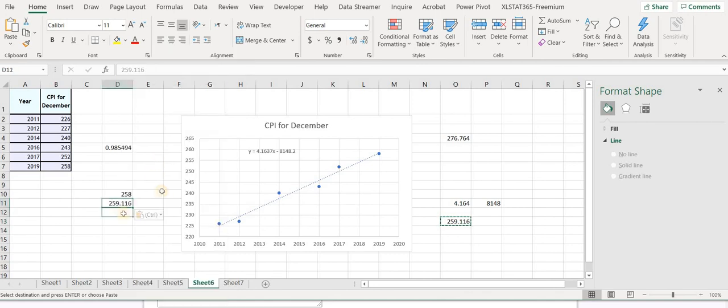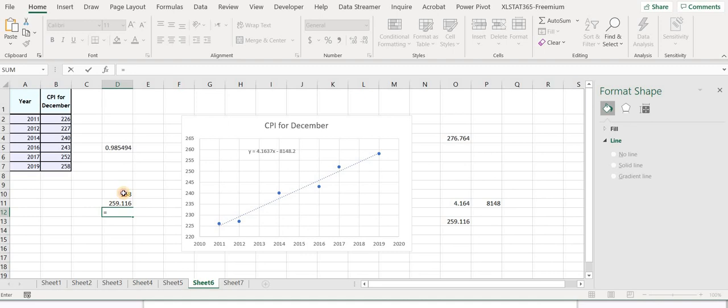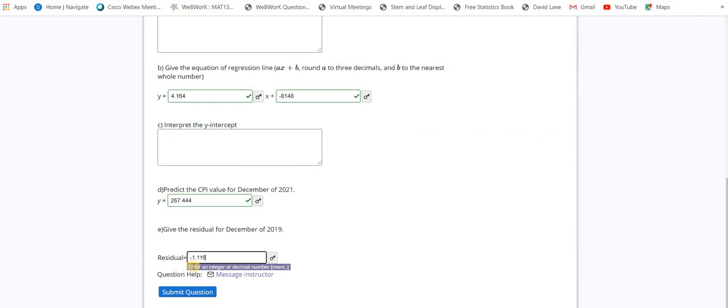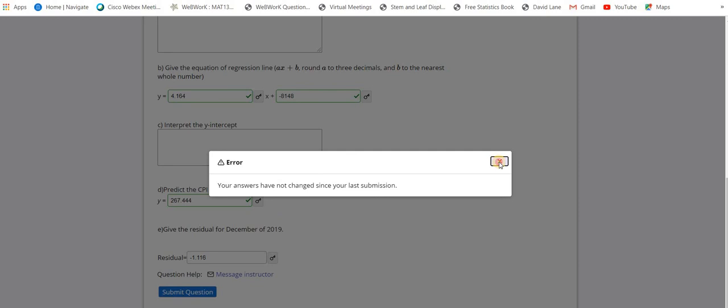So here we go. So the residual is the observed value minus the predicted value. That will give me negative 116. So we'll take this number and paste it over here. And that will be the answer.